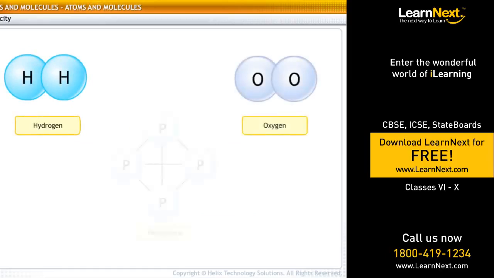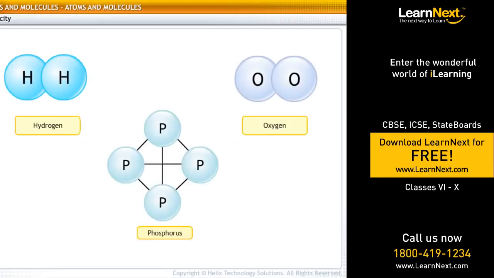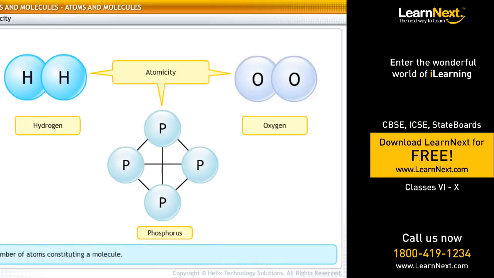Atoms combine to form molecules. The molecules of an element are constituted by the same type of atoms. For example, elements like hydrogen, oxygen, phosphorus have more than one atom in a molecule. This number is specific for an element and is known as its atomicity. Thus, the number of atoms constituting a molecule is referred to as atomicity.